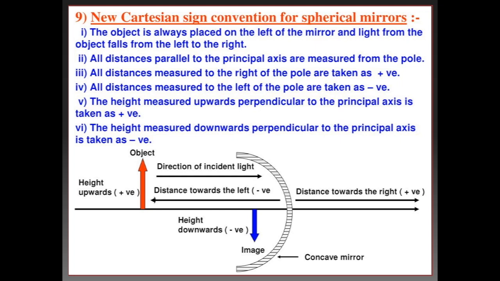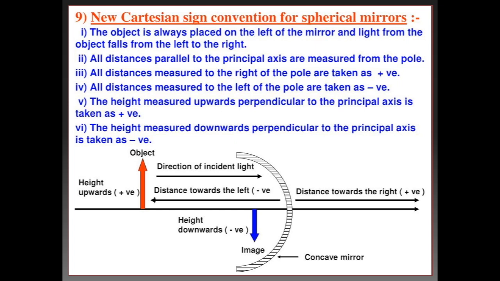Third one, the distances measured in the same direction as that of the incident light are taken as positive. Similarly, the distances measured against the direction of the incident light are taken as negative. Same direction means positive; against the direction, which is the opposite direction, it is negative.